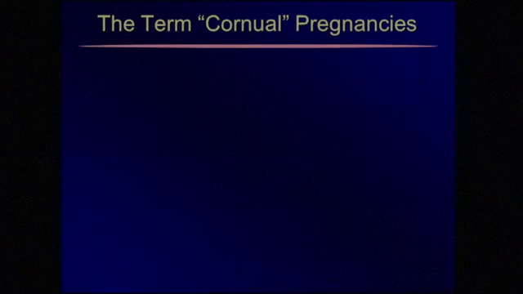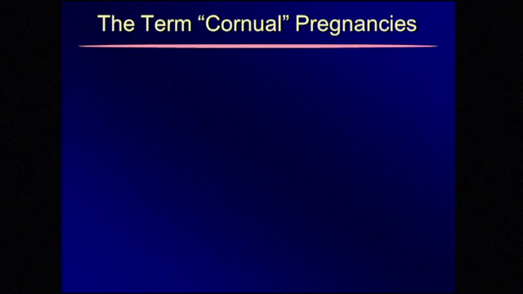The topic of this talk is that the term cornual pregnancy should be abandoned. And this is my proposition. I'd like to explain that to you. So the term cornual pregnancy means basically that there is a pregnancy occurring in the cornual portion of the uterus, in the horn portion of the uterus. Cornu meaning horn, cornua is the plural of that term.